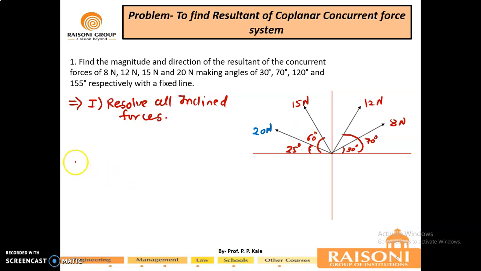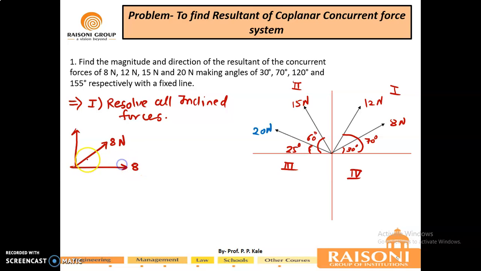So 8 Newton will have its horizontal and vertical components representing the first quadrant. If you consider the x and y axes, then this will be your first quadrant, this will be the second quadrant, this will be third, and this one will be fourth, taking the quadrants anti-clockwise. So this will represent the first quadrant.